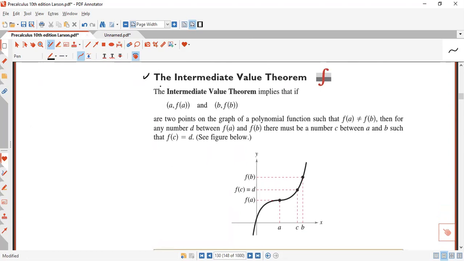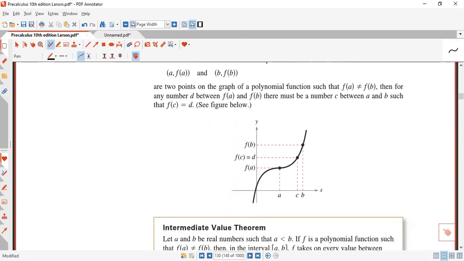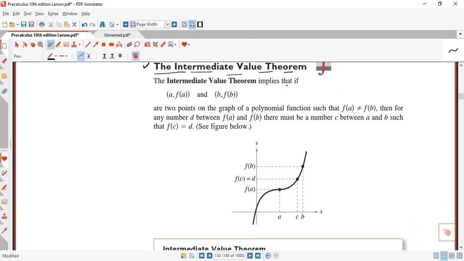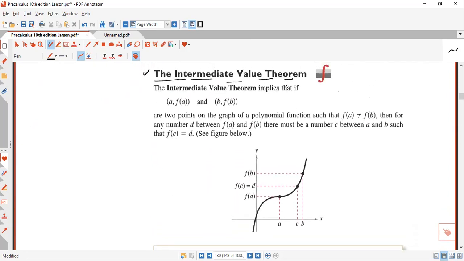This is very important in calculus. You will learn it in detail in Calculus 1 as well as in pre-calculus. This is a very basic theorem of calculus known as the intermediate value theorem. I will read it first, and then explain how it works.